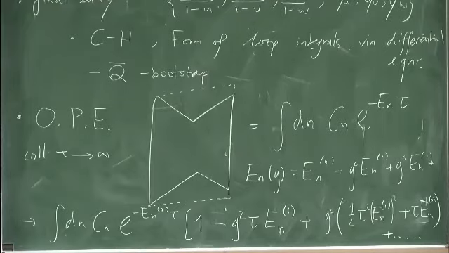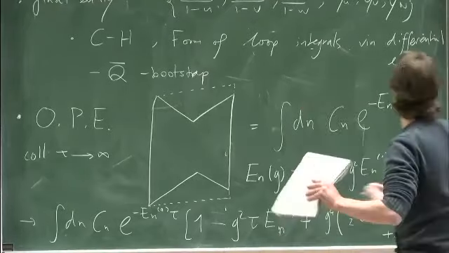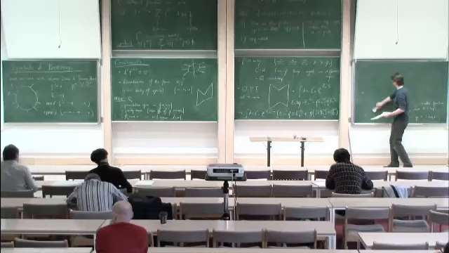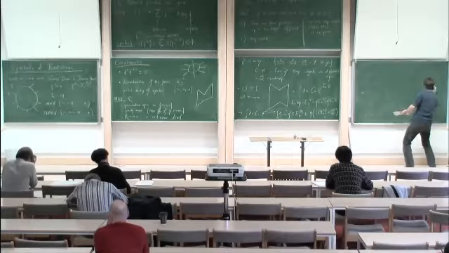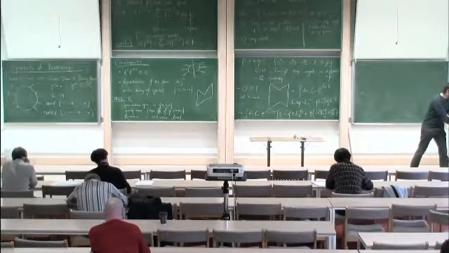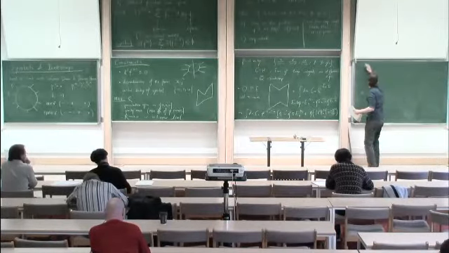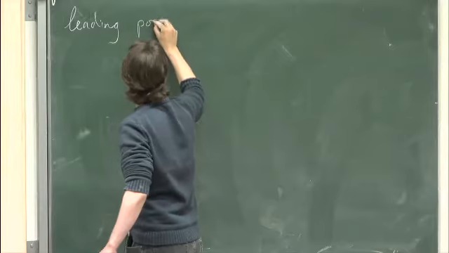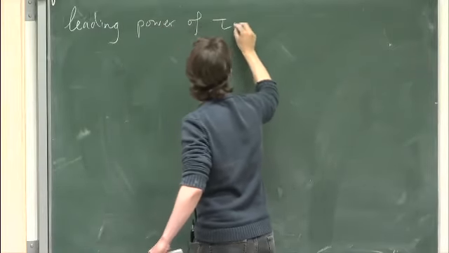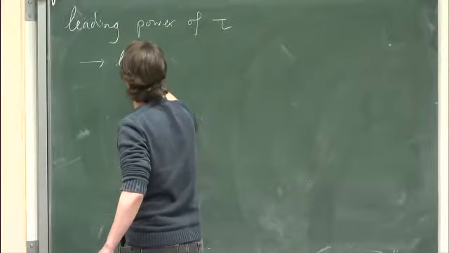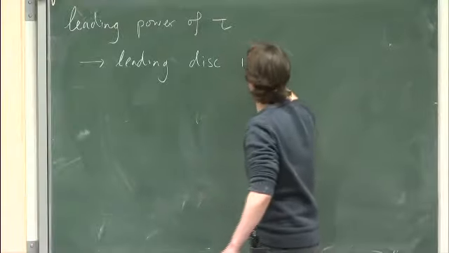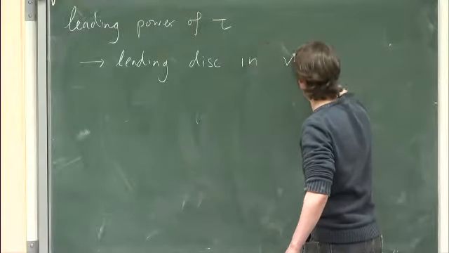And the leading power of tau is exactly the leading discontinuity. So leading power of tau corresponds to the leading discontinuity in one of the cross ratios, let's say, the cross ratio V.